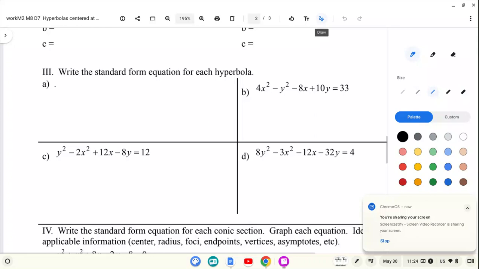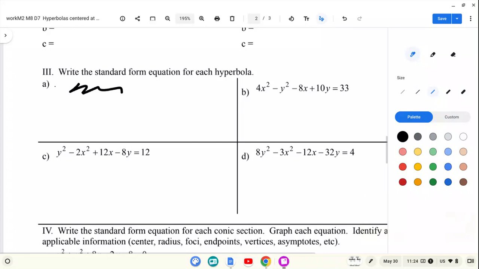I wanted to go over some issues with hyperbolas that will help you. I know this equation's missing. Ignore it. Let's get a finer pen.